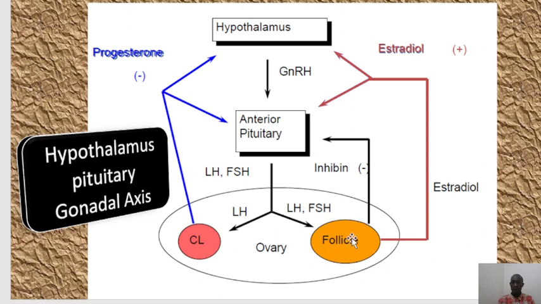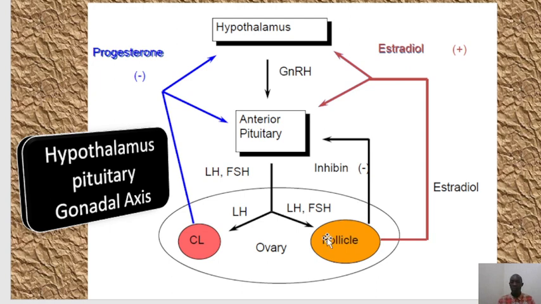Then the follicle here produces estrogen, which is sometimes called estradiol. This estrogen can play either a negative feedback or a positive feedback. When the levels of estrogen are low, it plays a negative feedback, and it goes to the anterior pituitary gland, trying to block the production of luteinizing hormone, because the luteinizing hormone will be supporting the growth of the corpus luteum. But as the levels of estrogen increase in blood, it now plays a positive feedback, whereby it goes to the hypothalamus and stimulates the release of gonadotropin releasing hormone.